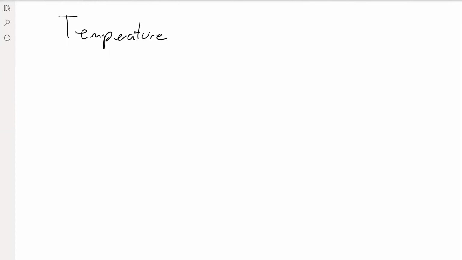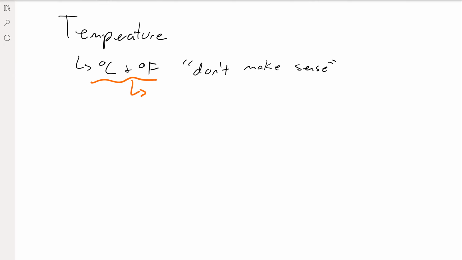All right, another physical property of gases that we're going to take a look at is their temperature. So let's take a look at the units of temperature we've used or are familiar with. We generally use degrees Celsius in science, and degrees Fahrenheit for us Americans. However, these units don't make sense, and I'll explain what I mean in a minute. Remember that temperature is a measure of thermal energy.